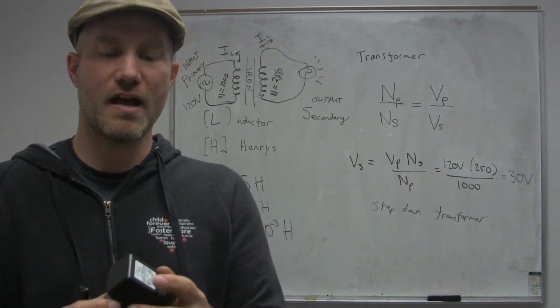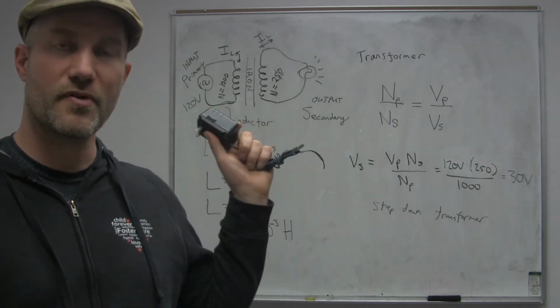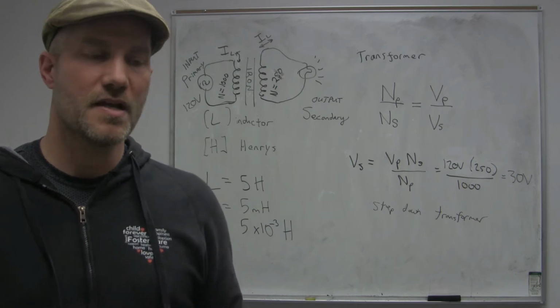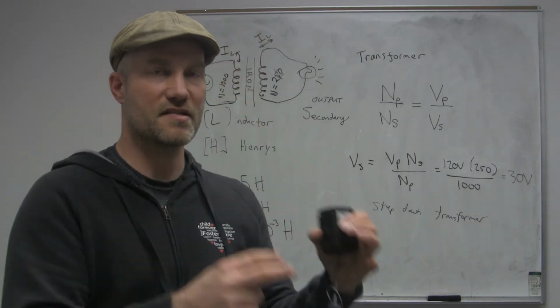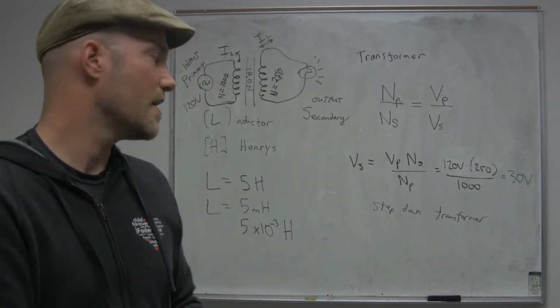So the voltage in the output, 6 volts, is 20 times less than the voltage on the input, or the primary, which is 120 volts. So it's a step down by a factor of 20. You're going from 120 down to 6. It's 20 times smaller from the primary to the secondary.